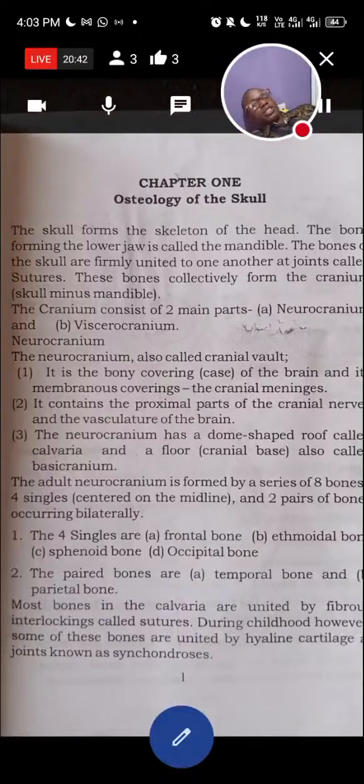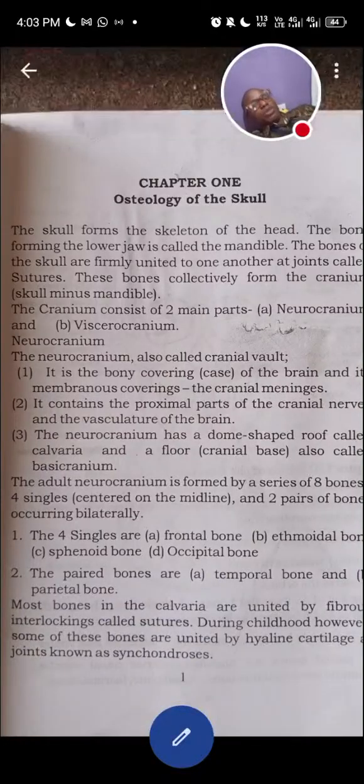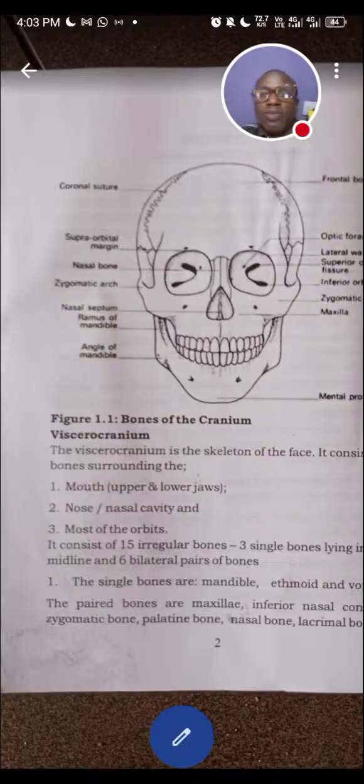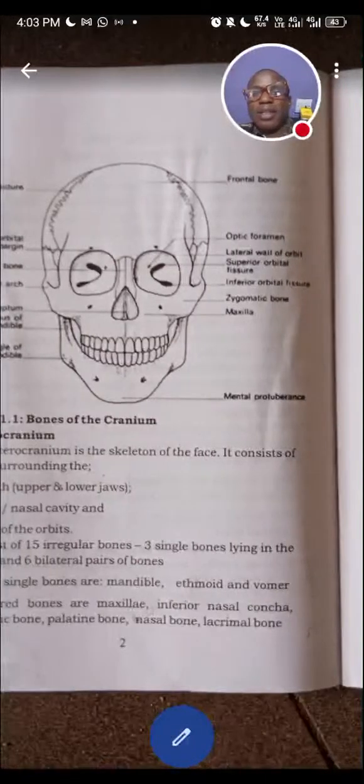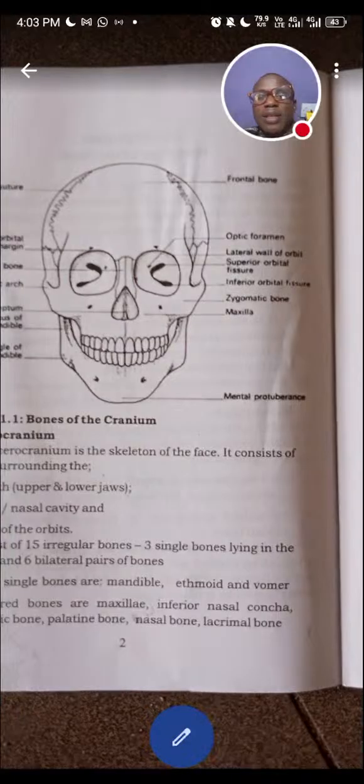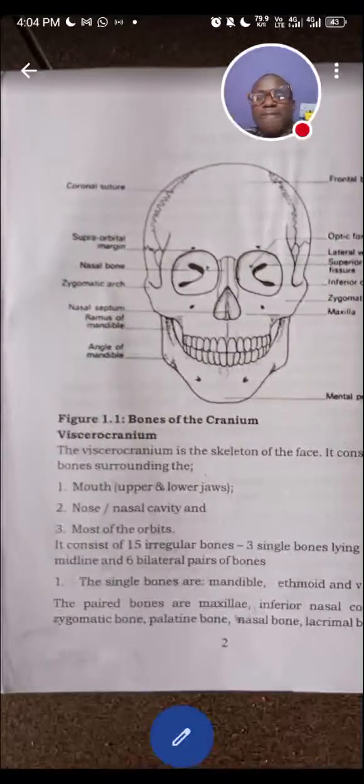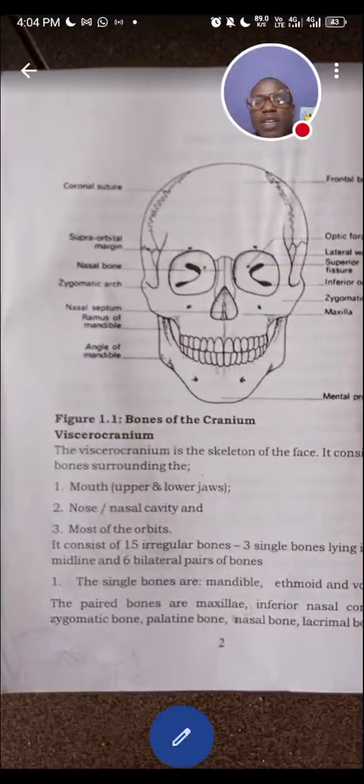Remember, the cranium consists of two main parts. Neurocranium, we've already talked about that. Let's look at the next concept. It's a diagram of the cranium. What can you identify there? Coronal sutures. We said they are interlockings. You can identify the interlockings there. Frontal bone, we have mentioned frontal bone. Which other structure we talked about can you mention there? So let's look at the bones of the cranium.